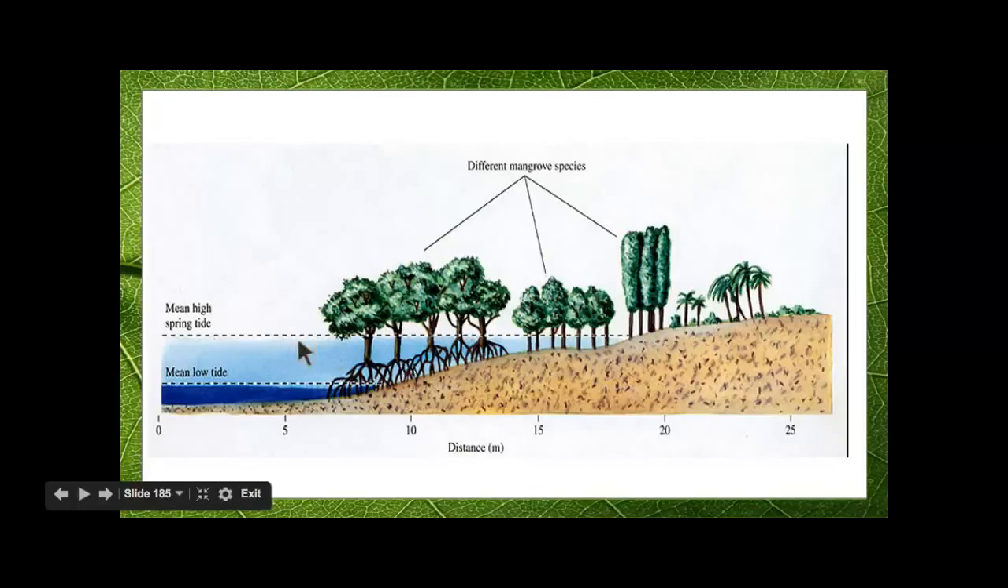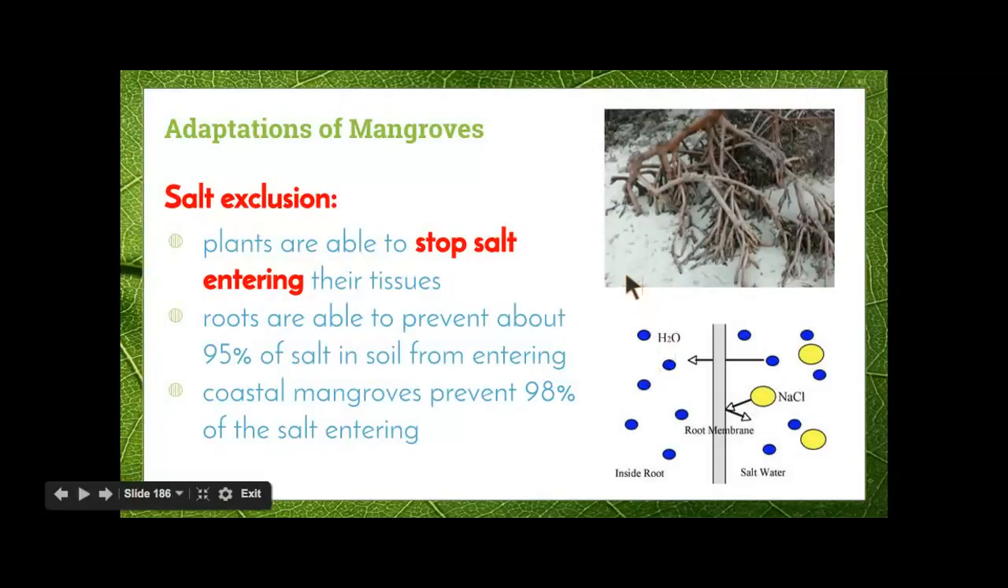So when the water comes in from the oceans, all of these plants here are inundated with salt water, and then as the tide goes out, there is minimal water available for these plants here. So the different plants that live here, we've got a number of different mangrove species who are able to deal with these changes in concentration in different ways. So some adaptations of mangroves.